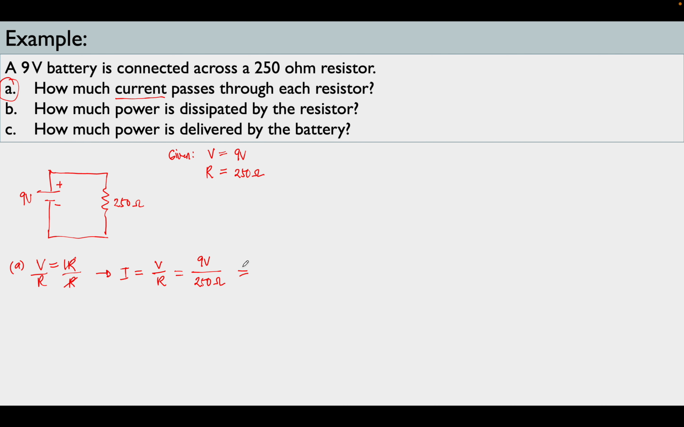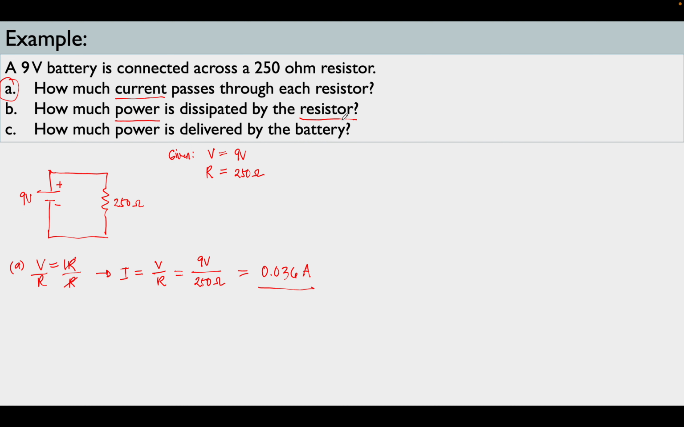So 9 divided by 250 is equal to 0.036, and then we have the unit for current, which is ampere. So we have now letter A. Now for letter B, the question is how much power is dissipated by the resistor.